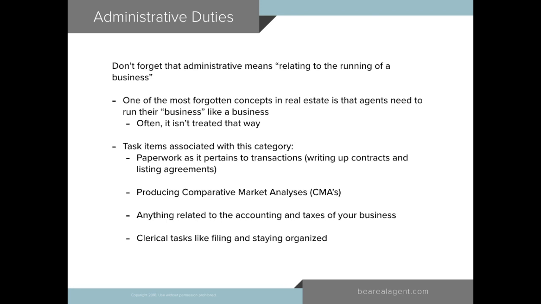So the task items associated with this category are the actual paperwork. That would be things like writing up contracts and listing agreements, but also producing the CMAs and doing research on properties, because that is part of your business. But also, in the traditional sense of business, anything that's related to accounting or legal things that keep your business going, or clerical tasks like filing and staying organized. Only a few hours a week in this category will tremendously help your business and can be really, really effective.